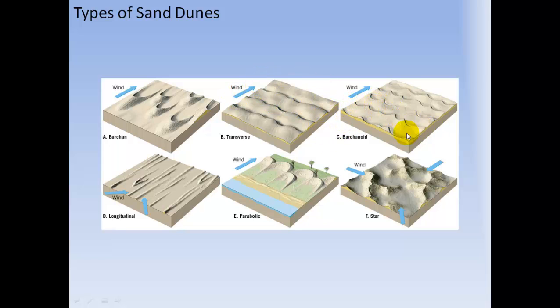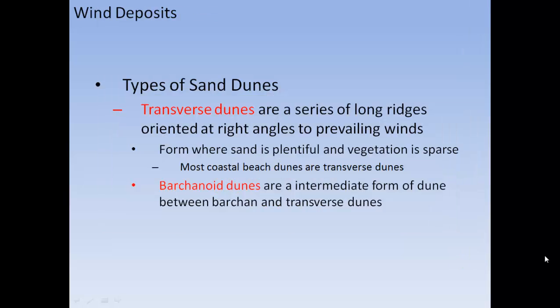Barchanoid, or scalloped dunes, are perpendicular to the direction of wind flow. Longitudinal dunes form parallel to the wind. Parabolic dunes have legs pointing into the wind. And star dunes form where winds come from many different directions, with no particular prevailing wind direction. Transverse dunes are a series of long ridges oriented at right angles to prevailing winds, where sand is plentiful and vegetation is sparse. Most coastal beach dunes are transverse dunes.